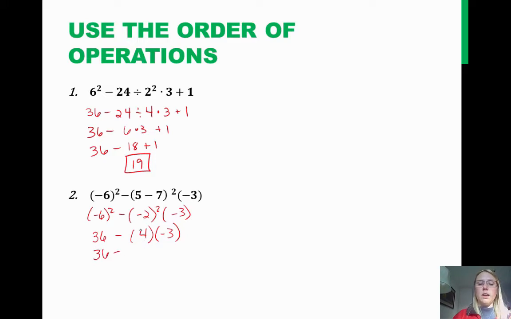So this negative sign will stay on the outside. I'm going to leave a parenthesis just to separate it out. 4 times negative 3 is a negative 12. Now notice that we have a negative and a negative together. Remember, that's the same as saying positive. So 36 plus 12, well, that ends up being 48.